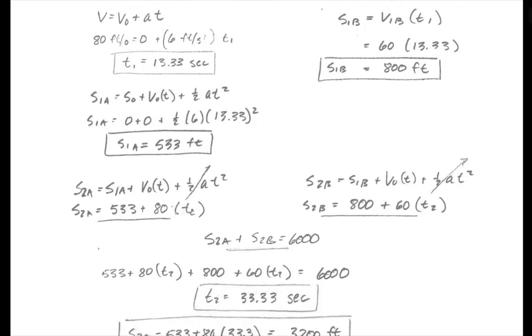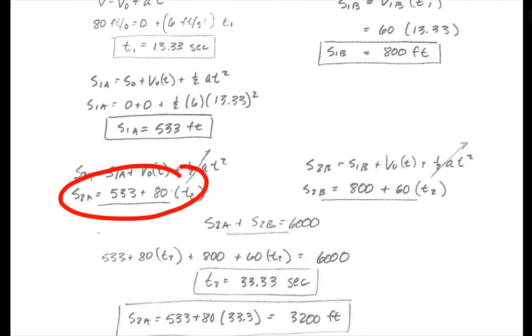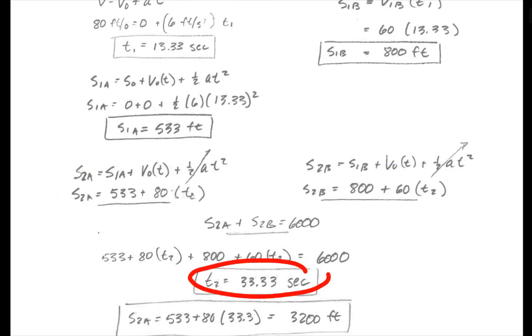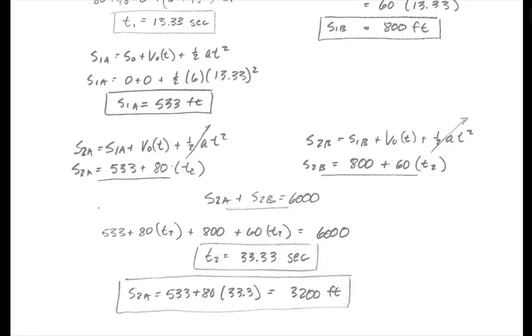Plug these expressions in there. You can see that T2 is then equal to 33 seconds. And then the total distance of S2 is the first 533 plus the 80 feet per second times the next 33.3 seconds. And that gives his collision position at 3,200 feet total. All right, so you can walk through that carefully and make sure you understand how to do that.